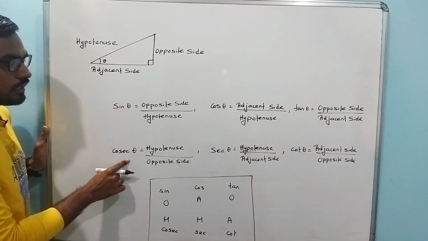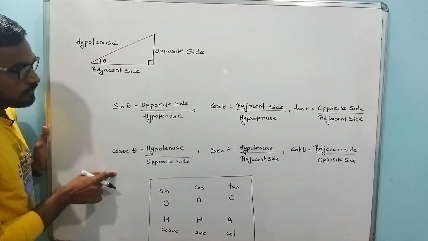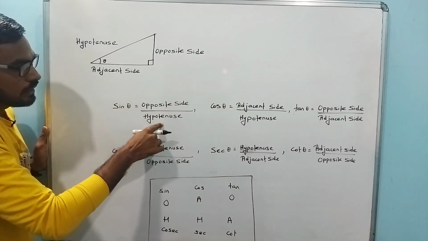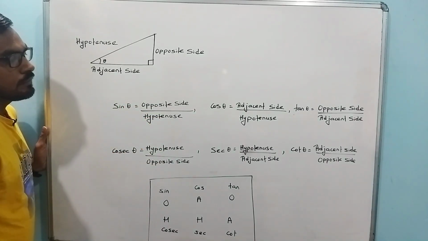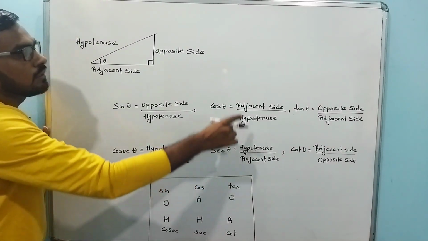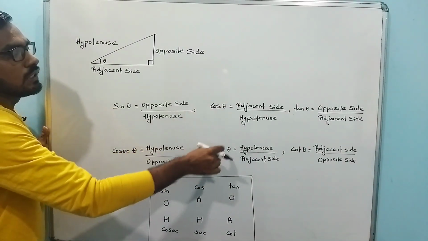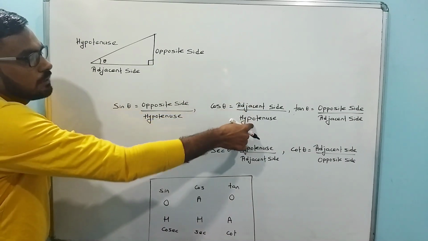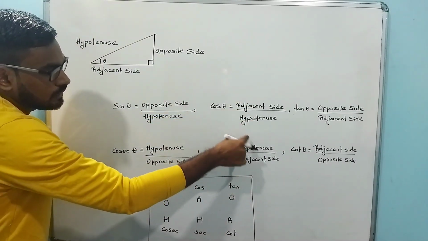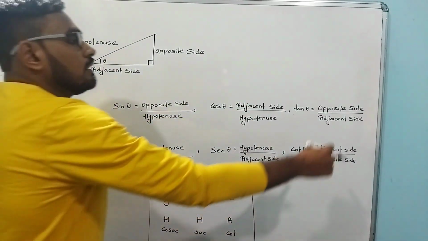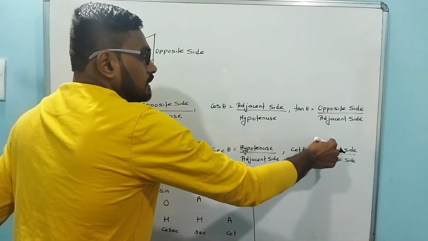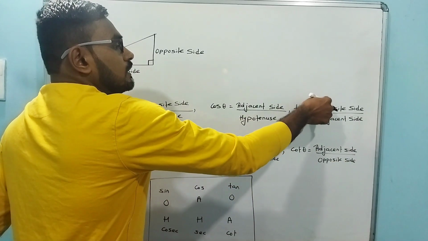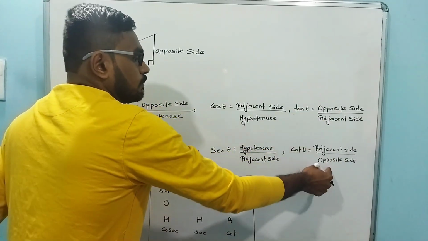Next, cosec theta is the reciprocal of sin theta. See, sin theta is opposite upon hypotenuse, so cosec theta is hypotenuse upon opposite. Next, sec theta is the reciprocal of cos theta. If cos theta is adjacent upon hypotenuse, sec theta is hypotenuse upon adjacent. And cot theta is the reciprocal of tan theta. If tan theta is opposite upon adjacent, cot theta is adjacent upon opposite.